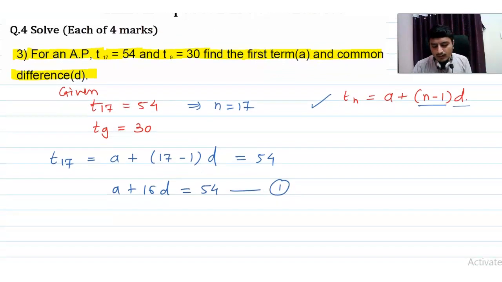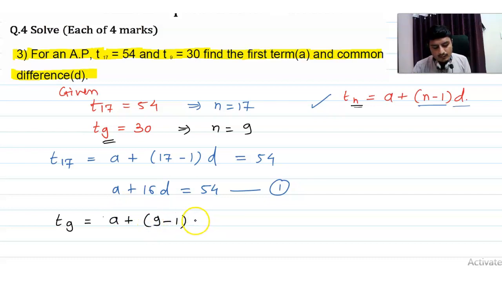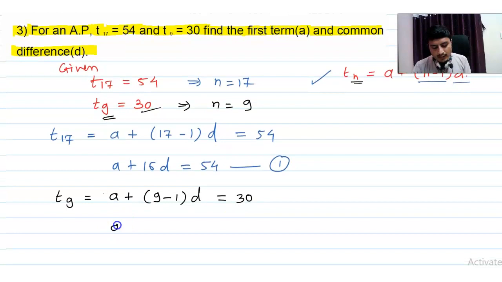Now look at the T9 value we have given, that is 30. That means the n value is 9. So let's try to replace the values. We are getting the formulation T9 equals first term plus number of terms 9 minus 1 into the common difference d. This value we have given as 30. So that equals, I am writing, 30. Try to simplify. We are getting a plus 9 minus 1 is 8, so 8 times d, that equals 30. Call it equation number 2.